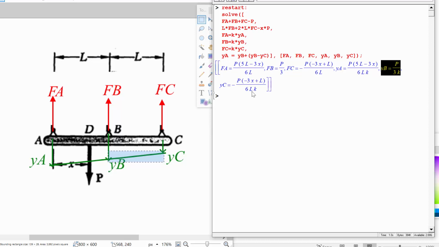And similarly, YC should be kind of the same thing, but moved up by that amount. By symmetry, if we haven't made any mistakes here, then if we put X equal to L, we should have exactly the same thing over here.